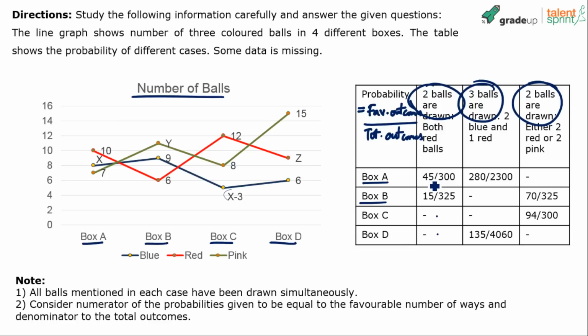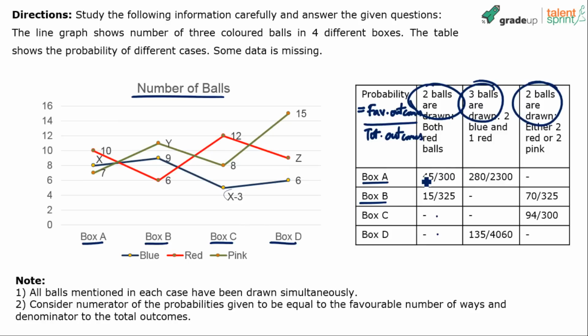See, observe, 45 by 300 can be further simplified. I can say 45 by 300 is 9 by 60, or I can say it is 3 by 20. 15 into 3, 15 into 20. I can write it is 15 by 20, 3 by 20. Yes or no? 45 by 300 is as good as 3 by 20.